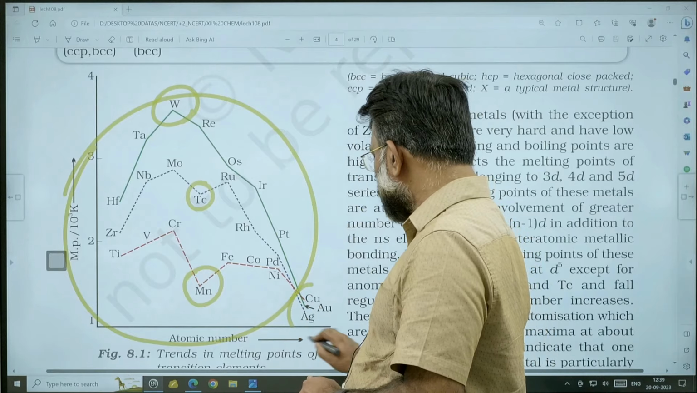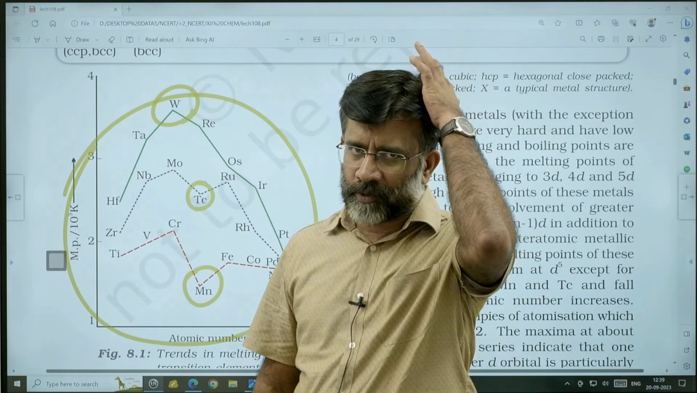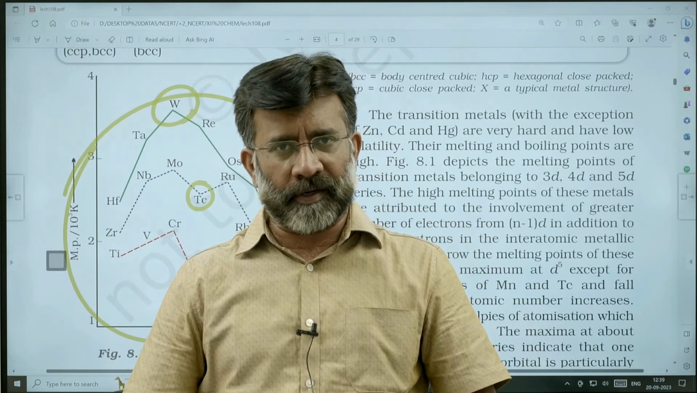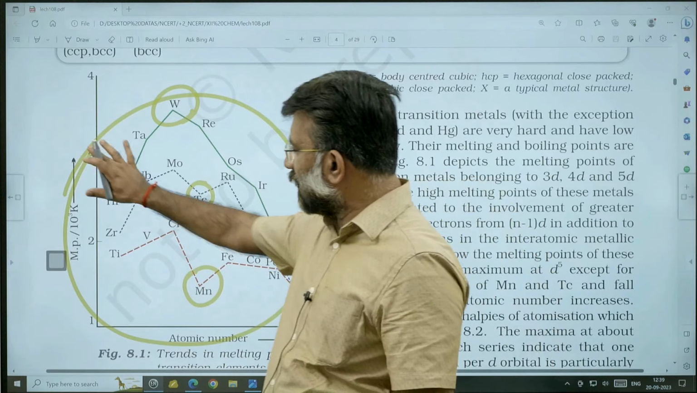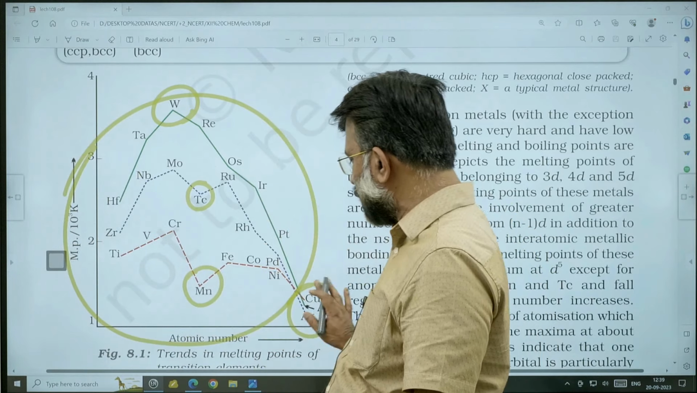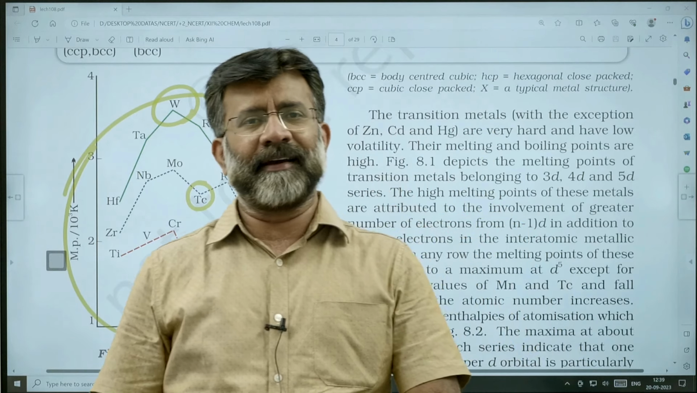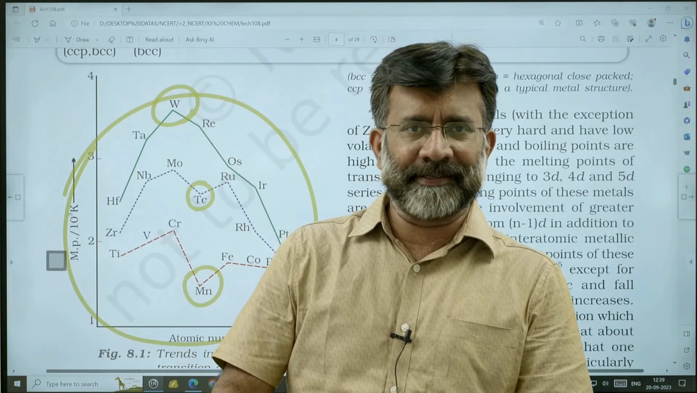And of course you can find zinc, cadmium, mercury, which are volatile metals, and their range of melting point is not coming in this range and is not shown in the diagram. Okay, so that is regarding the melting point of transition metals.